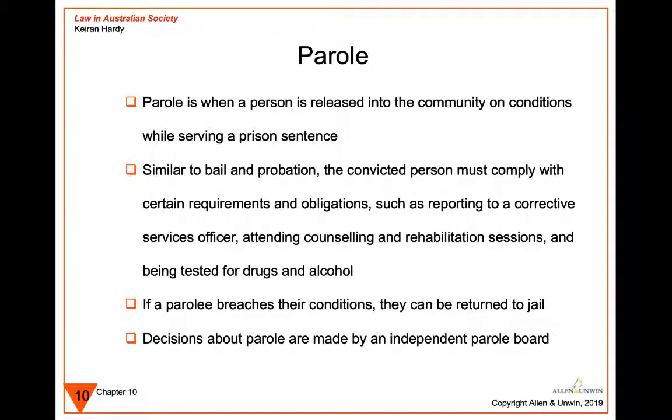After a person has been convicted of a crime and is serving a prison sentence, they can be released on parole. So parole is when a person is released into the community on conditions. This is similar again to bail or probation, but it operates while the person is serving a prison sentence. If a parolee breaches their conditions, they can be returned to jail.